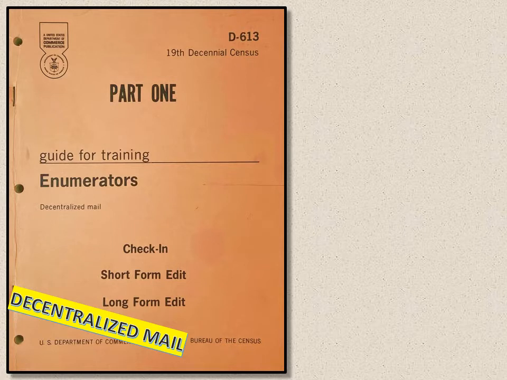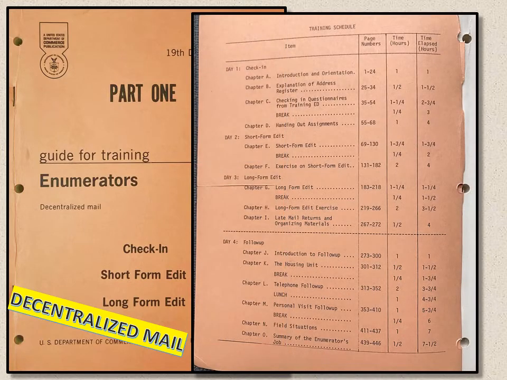So the crew leader has, of course, D613, a guide for training enumerators in the decentralized area, the check-in, the short form, the long form edits. Those are the first three things. The training schedule is shown here, day 1, day 2, day 3, day 4. These are not consecutive. Remember my previous slide. The first one would start on April 8th.